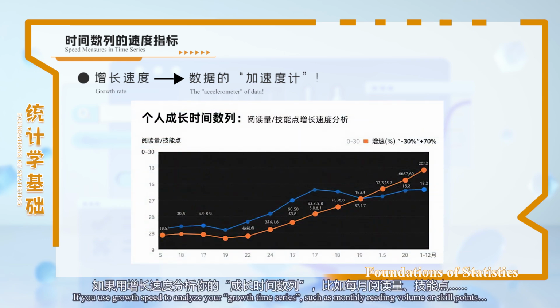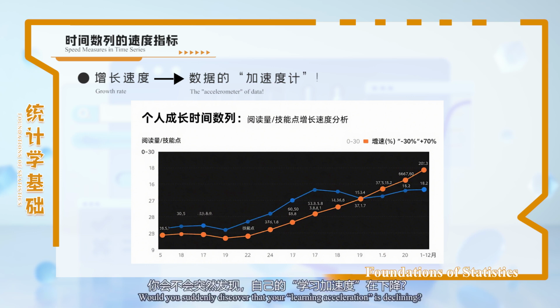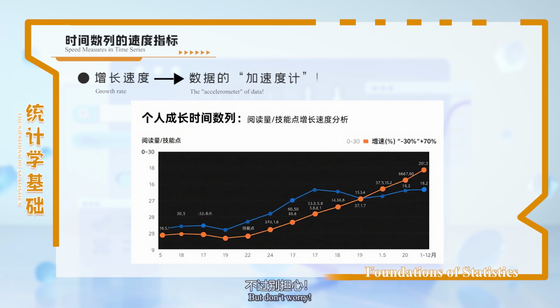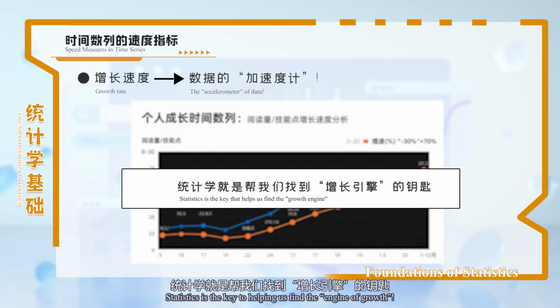If you use growth speed to analyze your growth time series, such as monthly reading volume or skill points, would you suddenly discover that your learning acceleration is declining? But don't you worry, statistics is the key to helping us find the engine of growth.